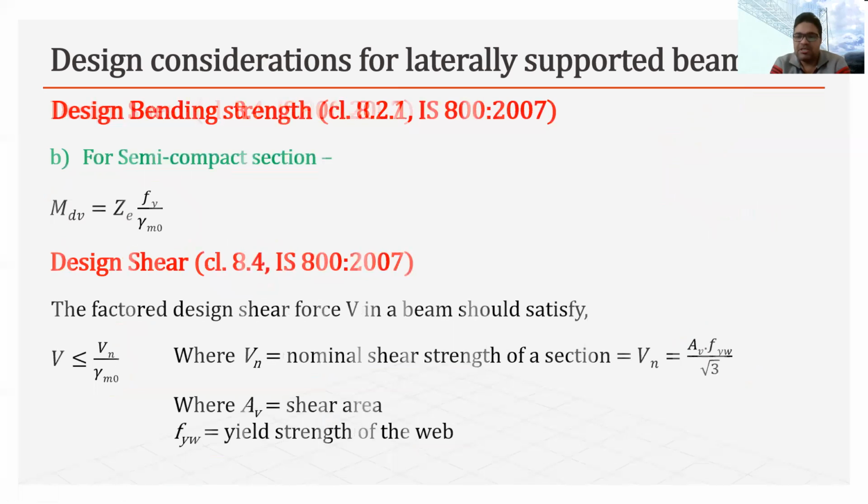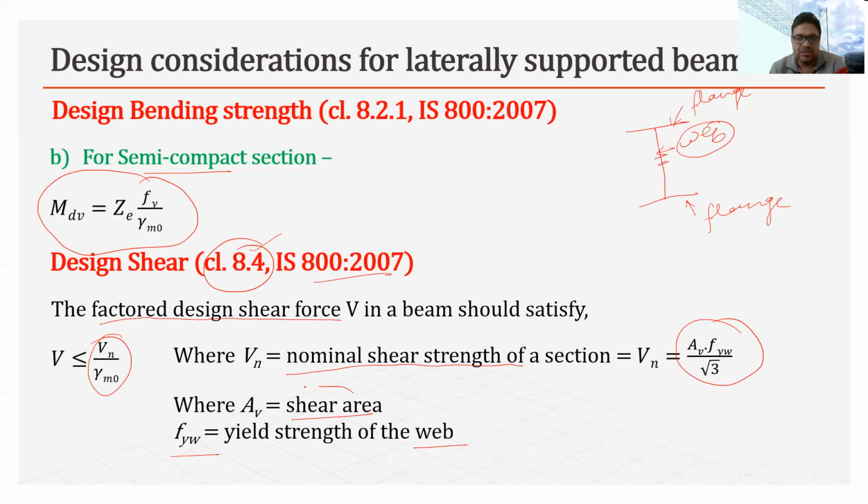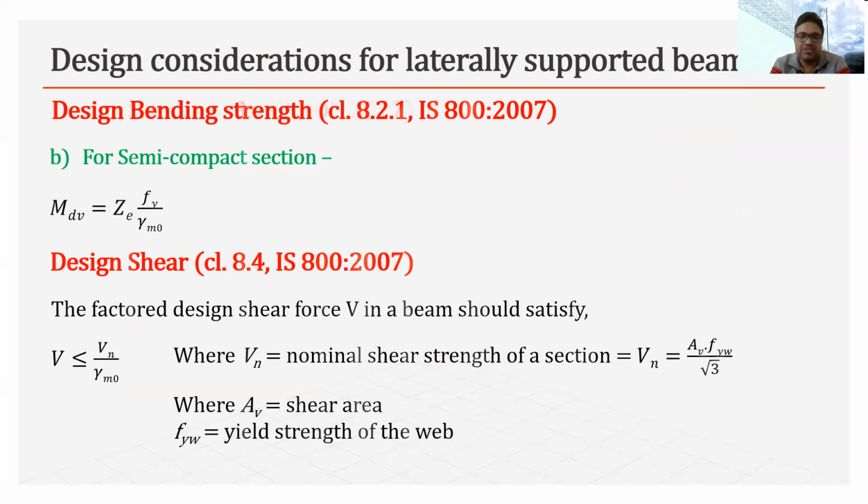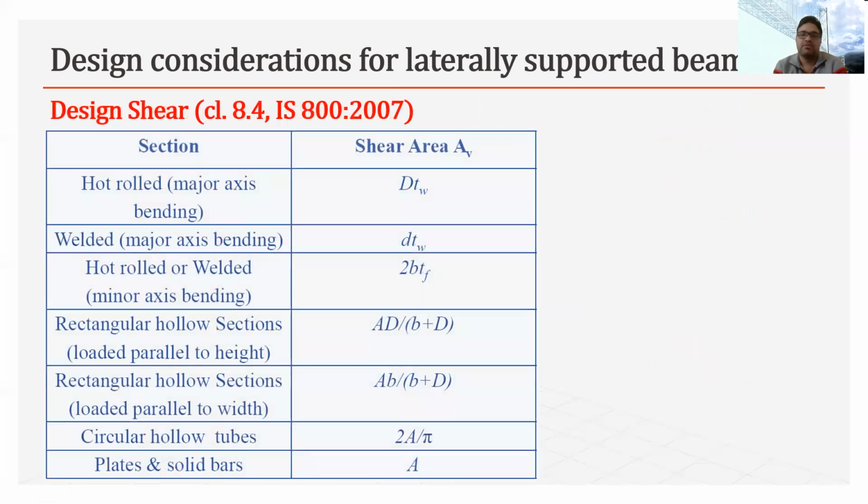Now talking about the shear area, as I discussed earlier also, how do we find that out? Well, shear area for different sections can be calculated as here. If we have a hot rolled section, the shear area will be D into tw. D is the total depth and tw is the thickness of the web. Similarly, if there is a channel section, D will be the depth of the channel and tw will be the thickness of this vertical component. So that is the shear area for the hot rolled section.